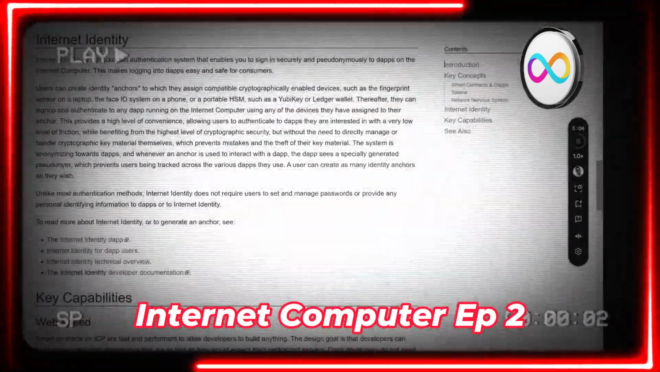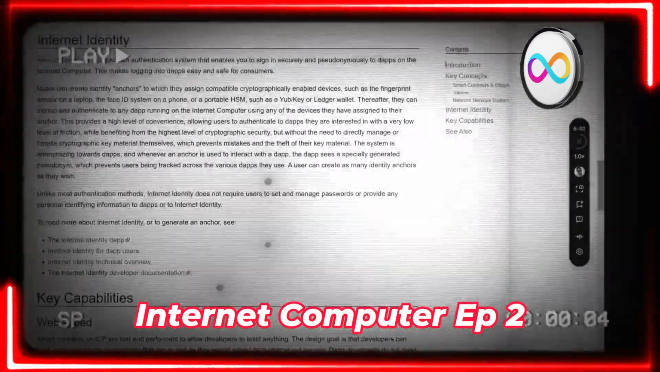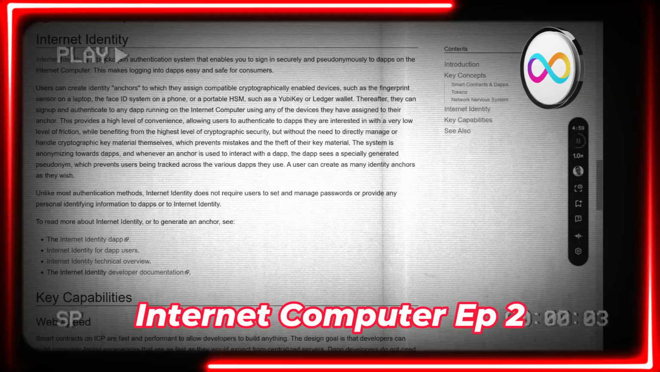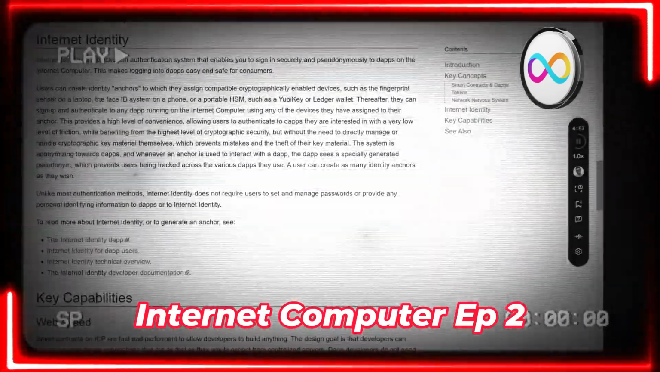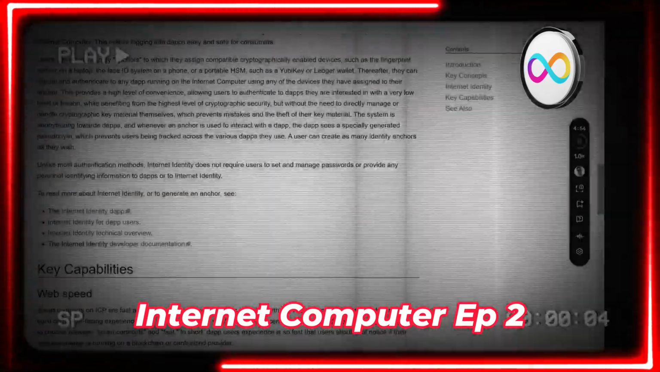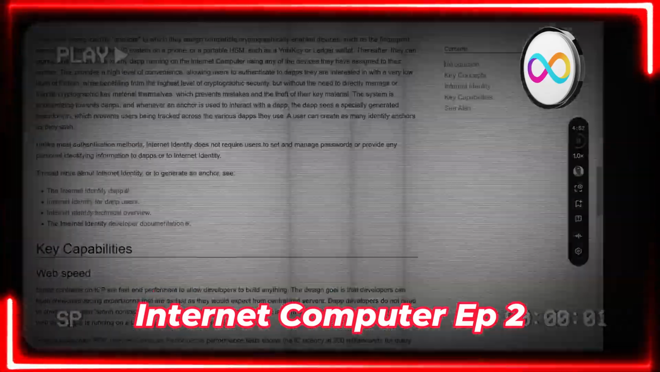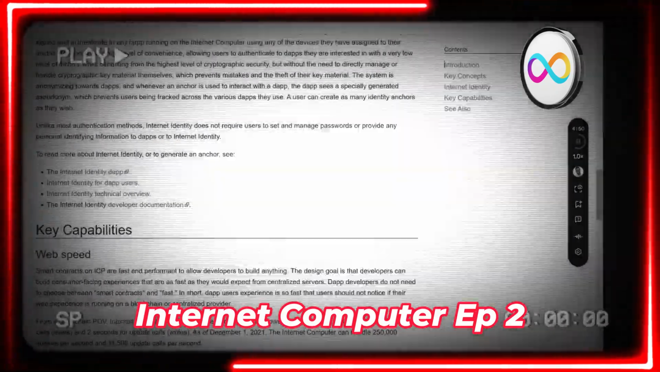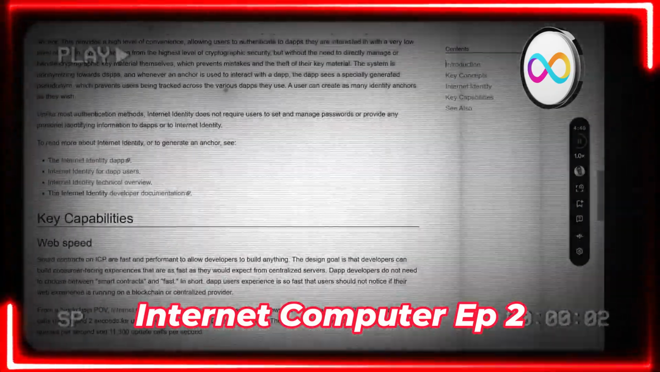Unlike most authentication methods, Internet Identity does not require users to set and manage passwords or provide any personal identifying information to dApps or to Internet Identity. To read more about Internet Identity or to generate an anchor, see the Internet Identity dApp. Internet Identity for dApp users. Internet Identity Technical Overview. The Internet Identity Developer Documentation.